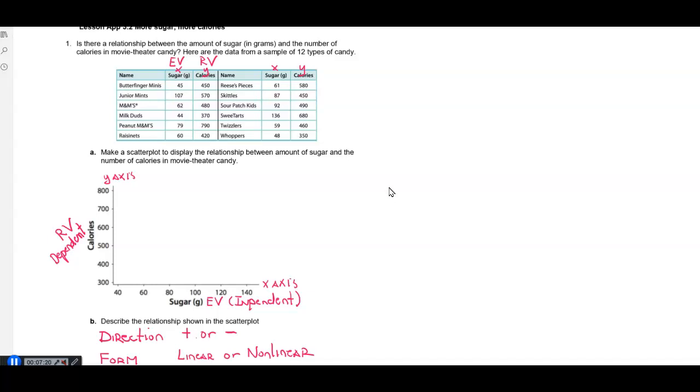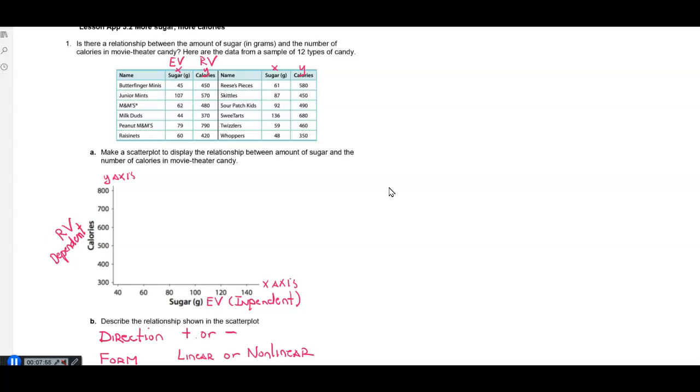Okay, so just common sense would tell us, do you think this is a positive or a negative relationship? Positive would be as the amount of sugar goes up, the number of calories goes up. Negative would be the amount of sugar goes up, the calories go down. Okay, so Mr. Murray, what do you think? Positive or negative? If you were to predict, probably positive.